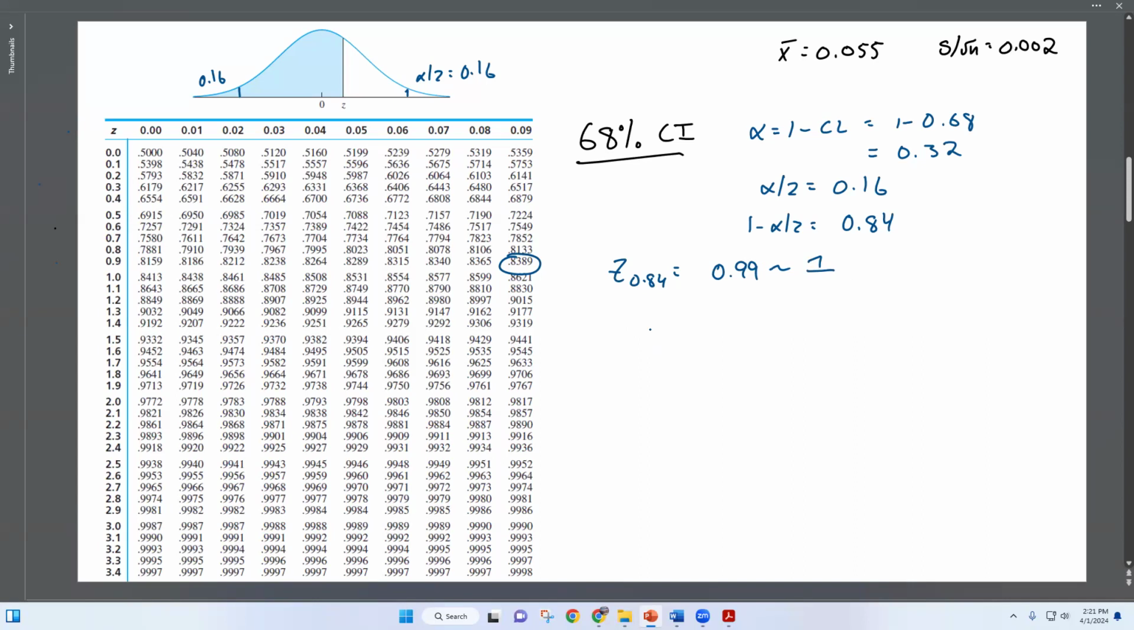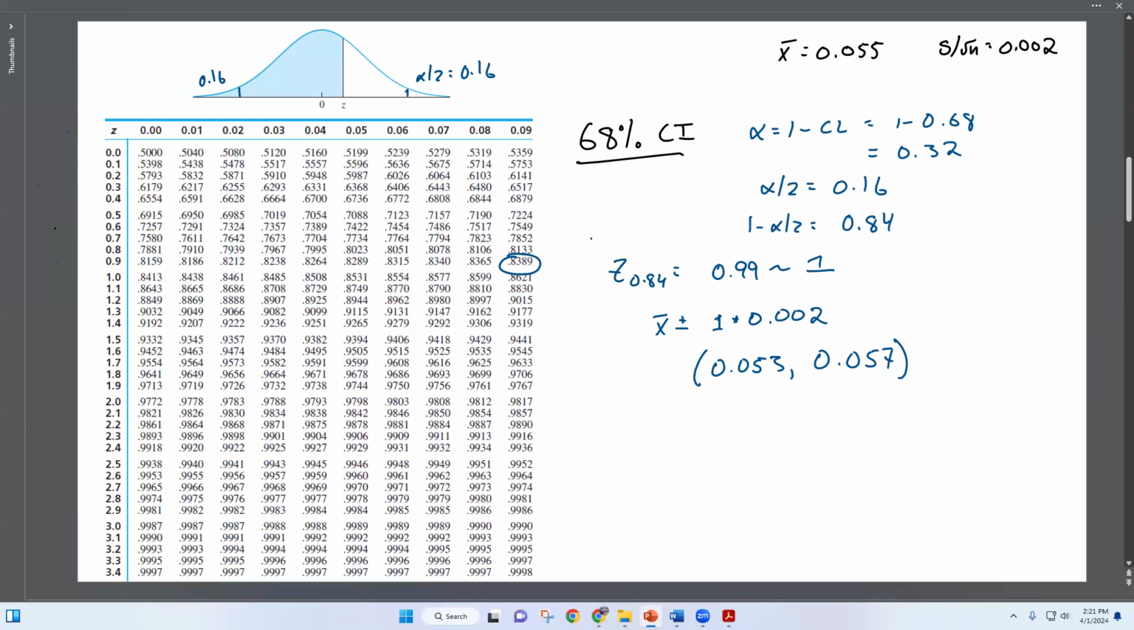And now to construct our confidence interval, we're going to be saying X bar plus or minus 1, which is our Z value, times 0.002, our S over square root of n. And so our 67% confidence interval will simply be 0.053 and 0.057. Okay. Now, I want you all to do the others.